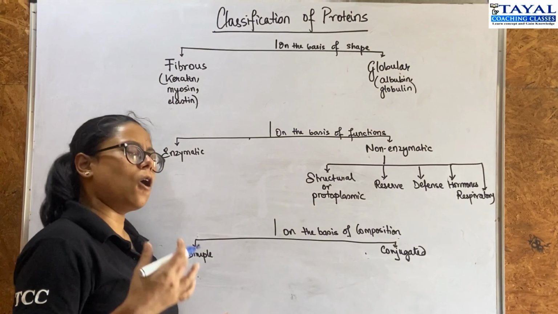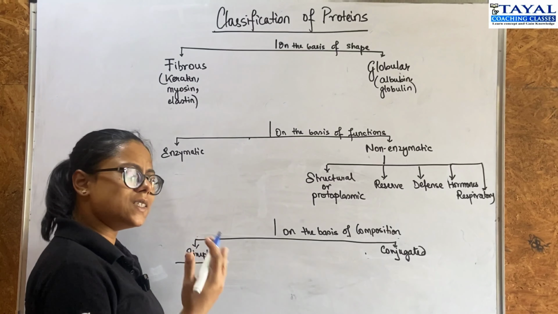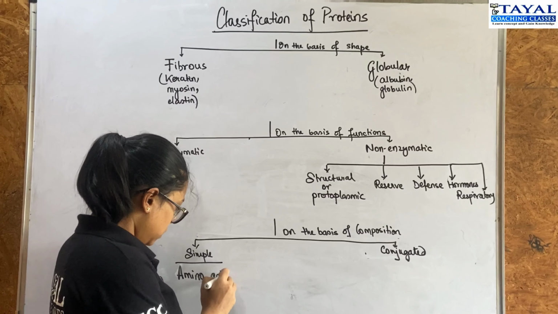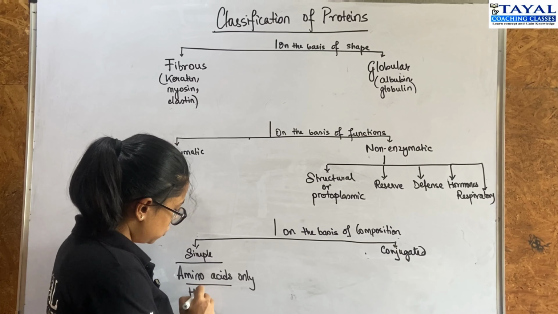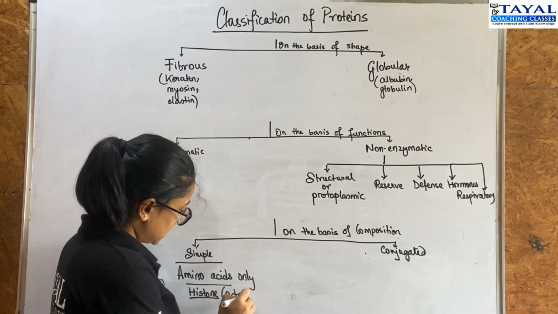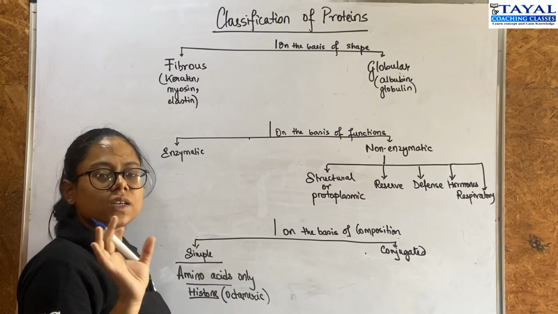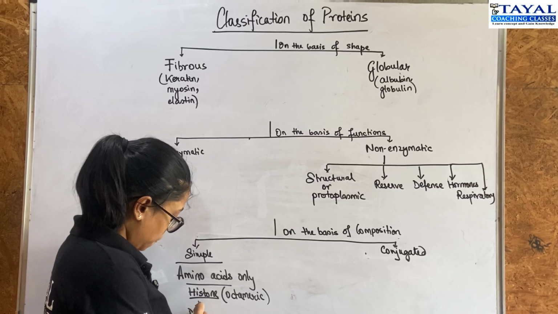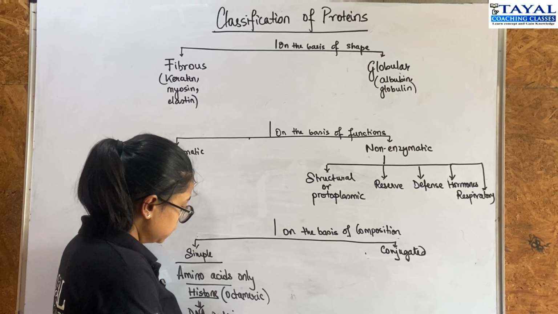What do I mean by the composition of a protein? So, if a protein is made only simply with amino acids, then it's called a simple protein. For example, the histone proteins. Histone is an octameric protein, so it has 8 subunits which make the whole histone protein, which obviously helps us in DNA packaging. So that is a very good example of a simple protein.